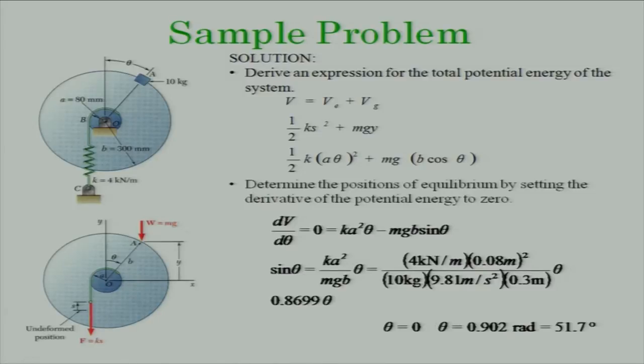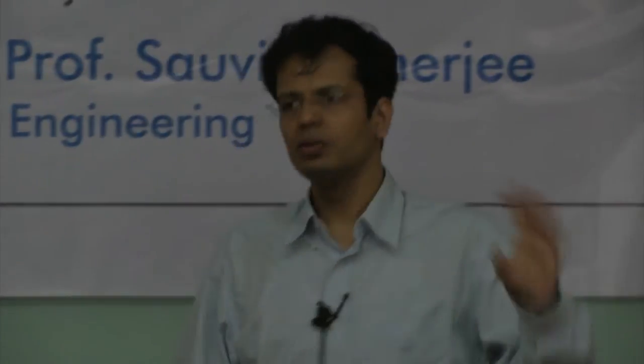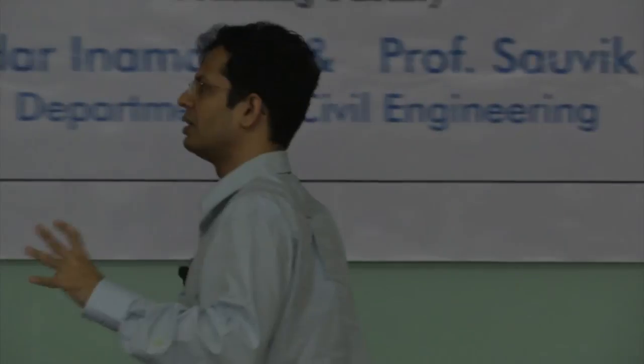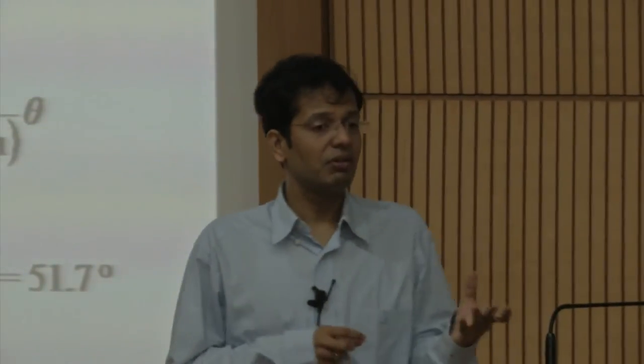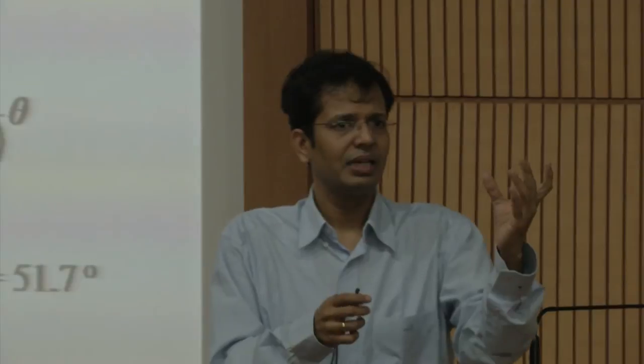Now the question is, even without doing a single calculation, what do you think? Is the theta equal to 0 position an equilibrium position or not? Theta equal to 0 is an unstable equilibrium, because with a tiny perturbation, you will immediately see that the restoring torque will not be enough to bring it back to its original position, and so the system will be in unstable equilibrium.